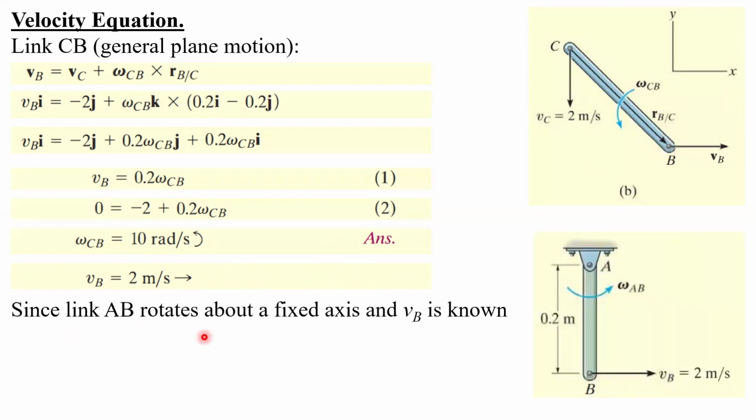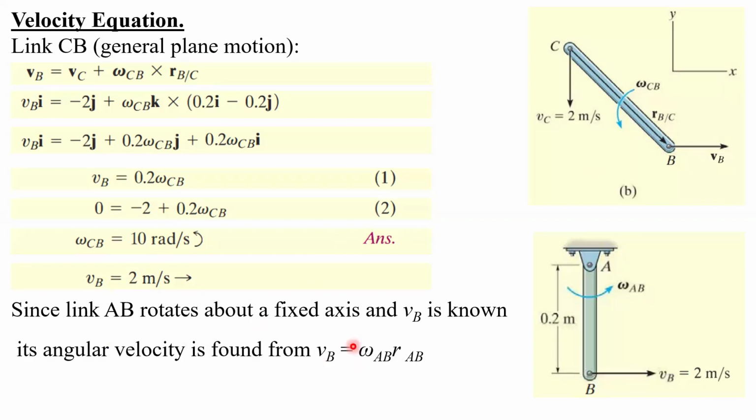Since link AB rotates about a fixed axis and VB is known, its angular velocity is found from VB equals omega R. So 2 is equal to omega AB times R AB. We know R AB to be 0.2. From there, we can find our omega AB to be 10 radians per second, which is the same thing as CB.